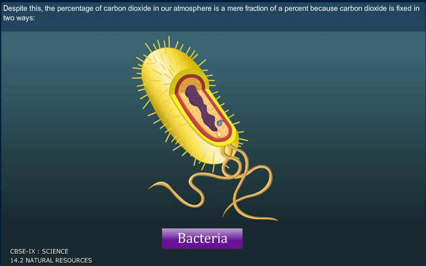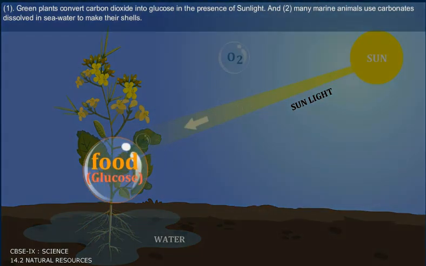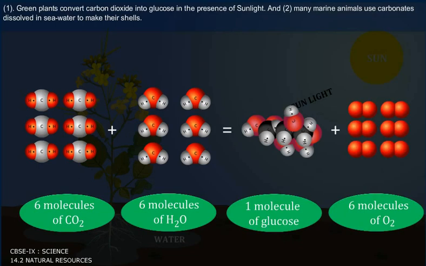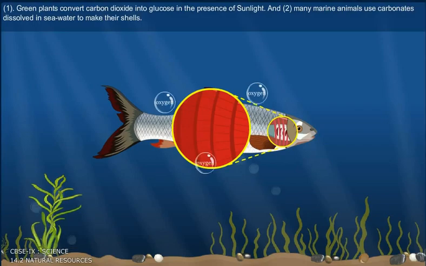is fixed in two ways. 1. Green plants convert carbon dioxide into glucose in the presence of sunlight. 2. Many marine animals use carbonates dissolved in seawater to make their shells.